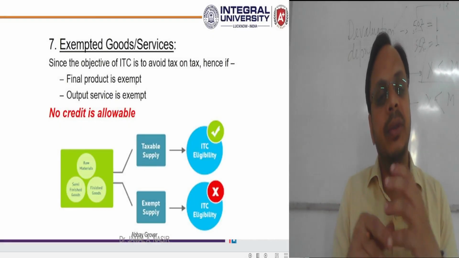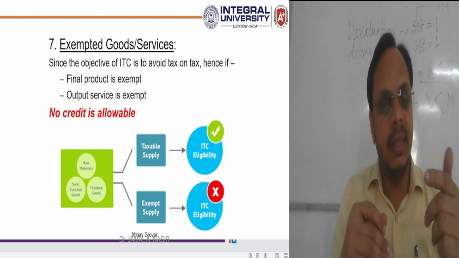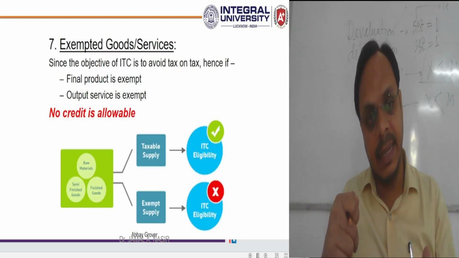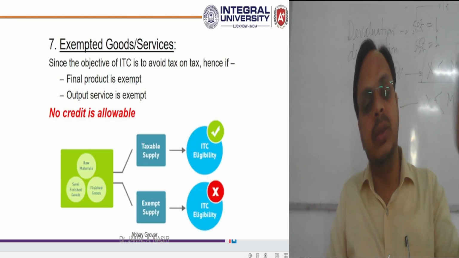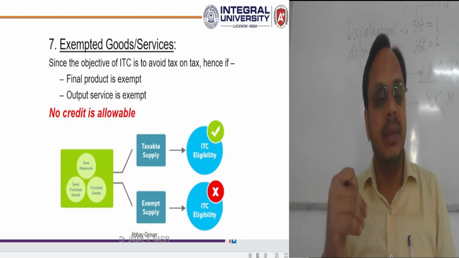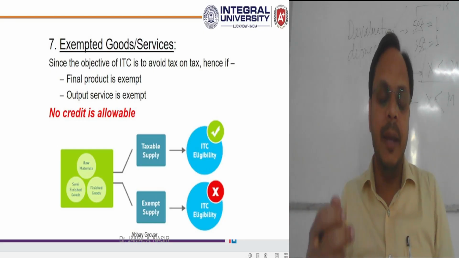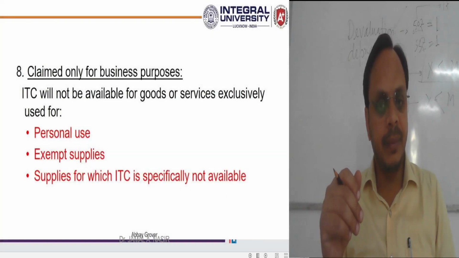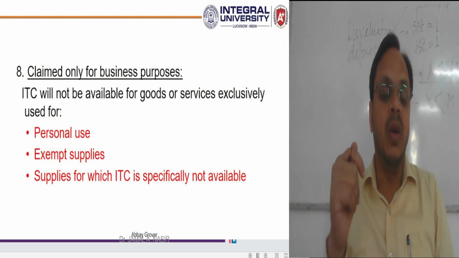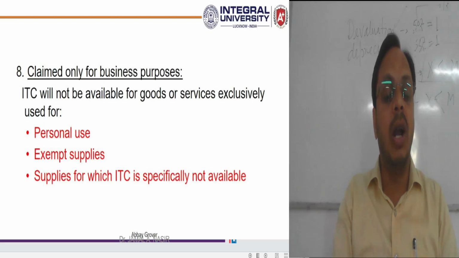As I told you, there are certain goods or services which are exempted. The most important objective of ITC is to avoid tax on tax. Once a manufacturer, the business, has already paid tax on the acquisition, the objective of ITC is to avoid paying again, meaning no cascading effect, no tax on tax. So if the final product or output service is exempted, no credit is allowed. If it is a taxable supply, ITC is eligible. If it is an exempted supply, ITC is not allowed to be claimed. The next point: ITC is not available for goods or services which are used for personal use, exempted supply, or which are specifically not available. So in this case, ITC will not be available for those goods or services.